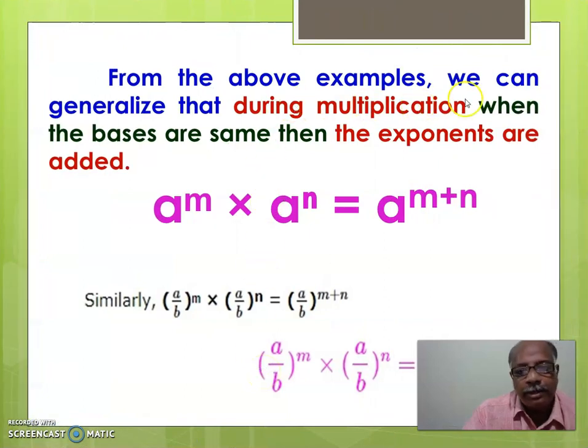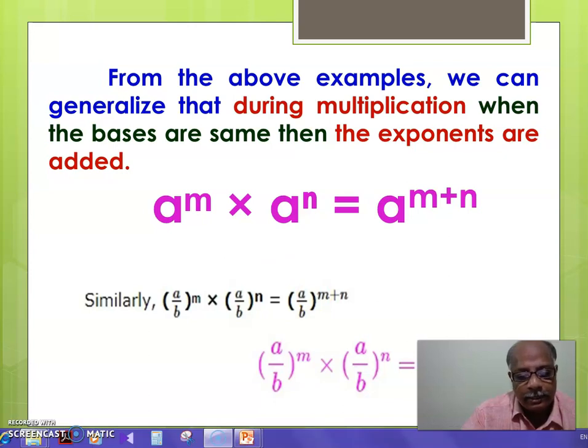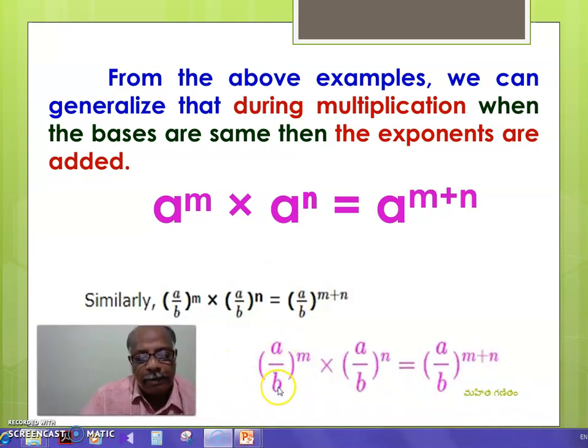From the above examples, we can generalize that during multiplication, when the bases are same, then exponents are added. a to the power of m into a to the power of n is equal to a to the power of m plus n. If you take a fraction a by b in the place of a, it can be written as a by b whole to the power of m into a by b whole to the power of n is equal to a by b whole to the power of m plus n.